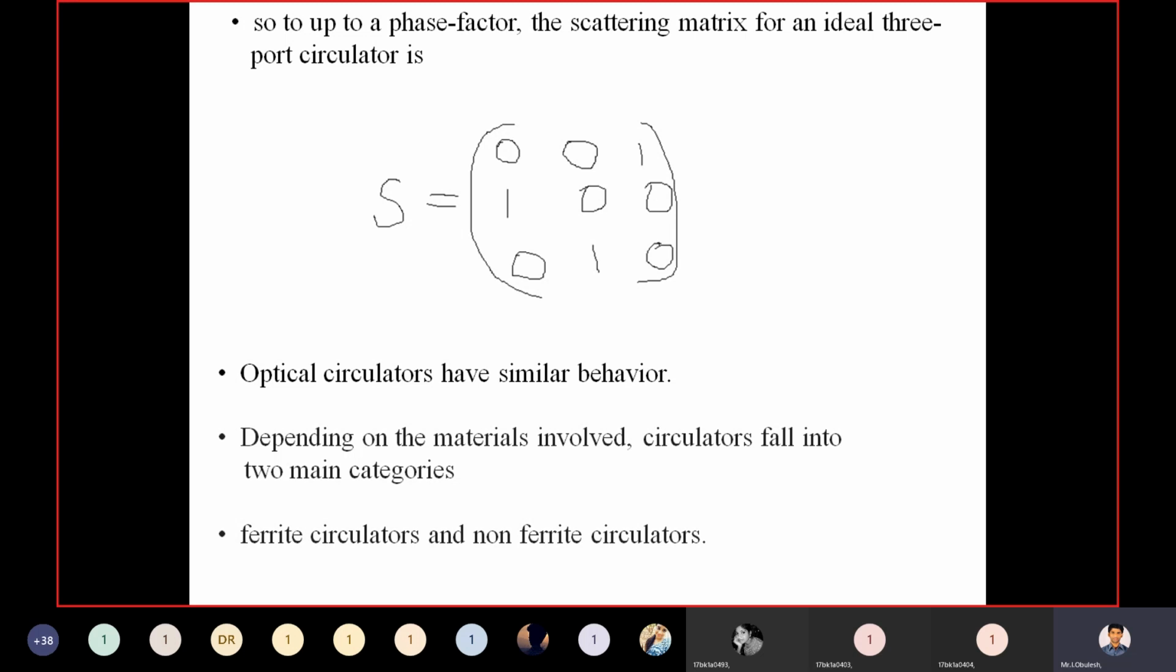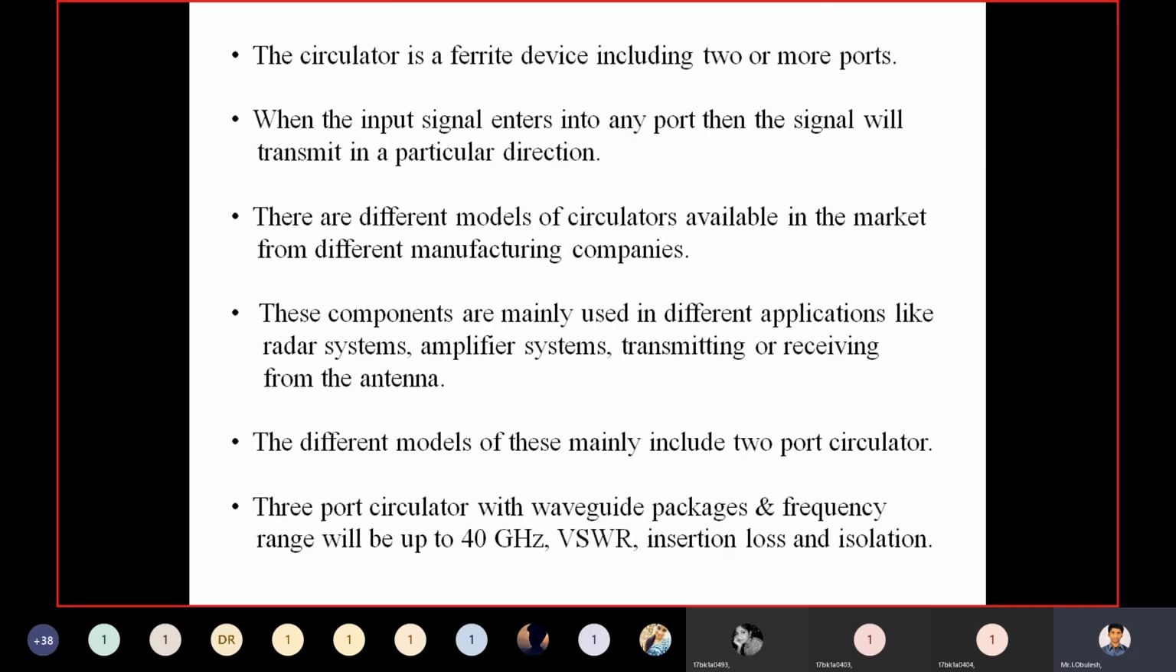the circulators fall into two main categories. The first one is the ferrite circulator and the second one is the non-ferrite circulator. Before discussing that, first we need to know a circulator is a ferrite device including 2 or more ports.